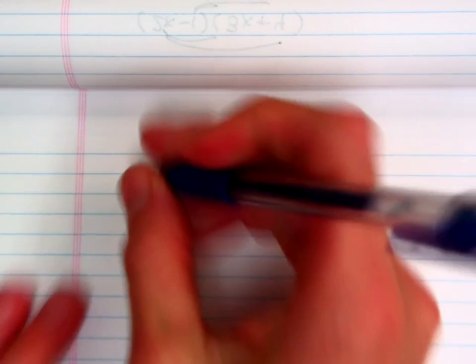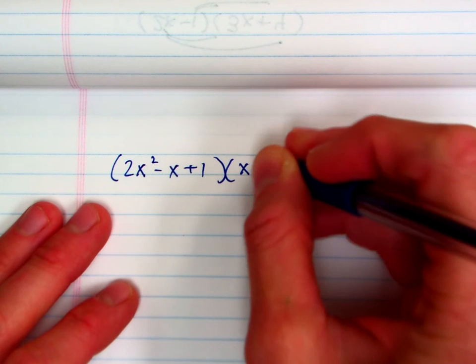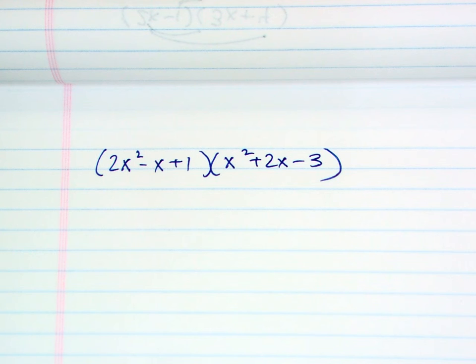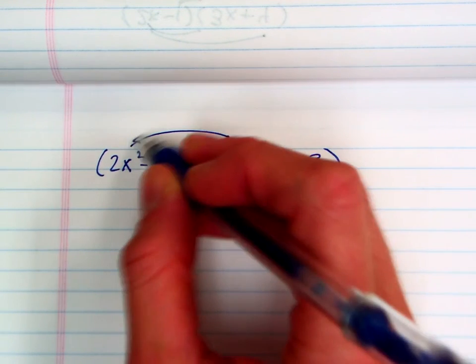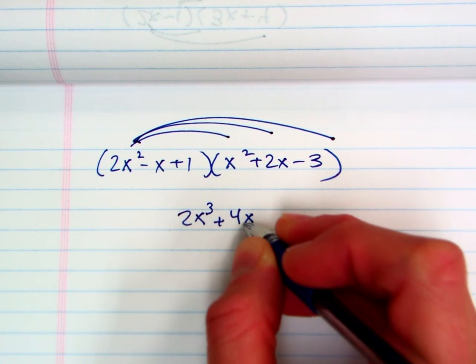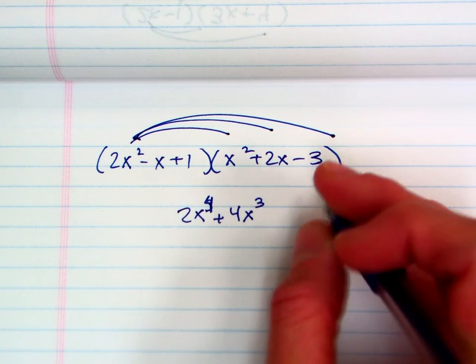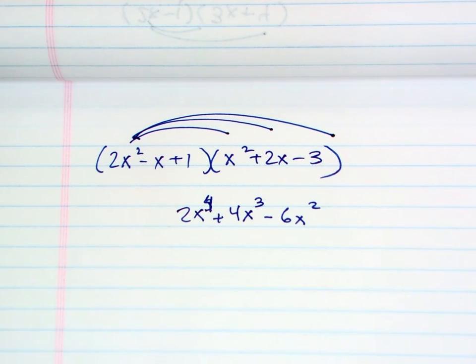The most complicated would be doing a trinomial times a trinomial. And that would be something like this. If you wanted to do the distributive method, then I would suggest aligning vertically. So first you'll take 2x squared to each term. So you'd have 2x to the third plus 2x to the fourth plus 4x to the third minus 6x squared. So that's taking the 2x squared to each term.